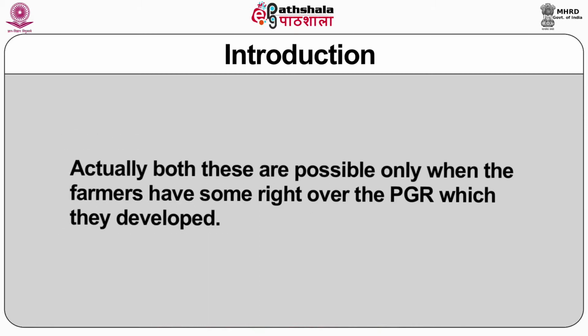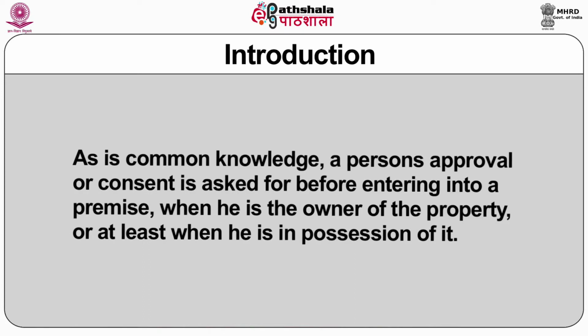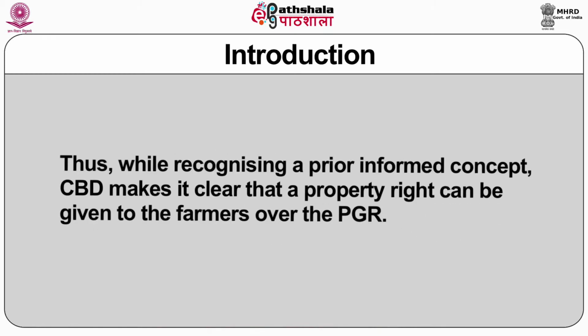Actually, both these are possible only when the farmers have some right over the plant genetic resource which they have developed. As is common knowledge, a person's approval or consent is asked for before entering into a premise when he is the owner of that property, or at least when he is in possession of it. Thus, while recognizing a prior informed consent concept, CBD makes it clear that a property right can be given to the farmers over the PGR.